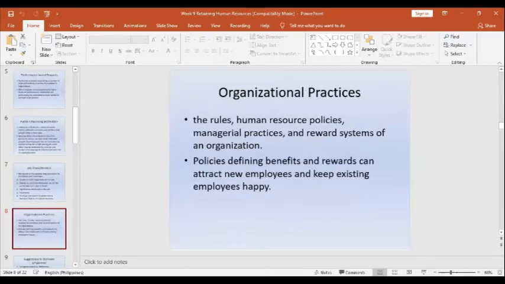So the rules of the HR policies, of course, all the organizational practices are based on the company policies, not only the HR, but the policy as a whole, together with the reward system or the rewards given by the organization, and even the managerial practices, that also vary from the culture and the environment of the organization. Please take note that policy also defines the reward and benefits that attract new employees to perform well, and also to retain the existing employees. Of course, if we retain the existing employees, they will become happy.